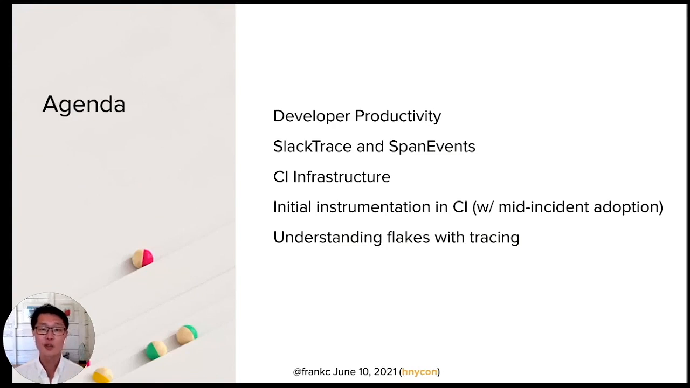I'm delighted to share a few stories of finding causation for performance and resiliency problems in our infrastructure with Honeycomb. We'll hear about what worked, what didn't, and what helped drive organic adoption for tracing and various use cases. Today, we'll start with a high-level overview of our department, our trace infrastructure using SlackTrace and SpanEvents, an overview of CI infrastructure and workflows, initial instrumentation and investments in CI traces, and finally, specific ways teams at Slack use traces to decrease flakes for their customers.